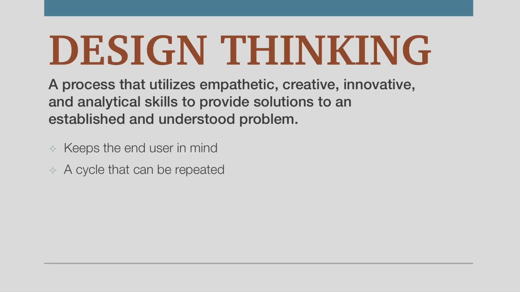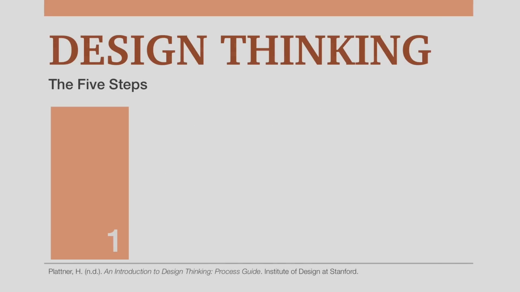As outlined by Hassel-Plattner, the design thinking process involves 5 steps. The first step, empathize, revolves around the need to really understand the problem from the perspective of the end user. Ultimately, the purpose of the first step is to grasp the situation as a whole to better comprehend what is needed.